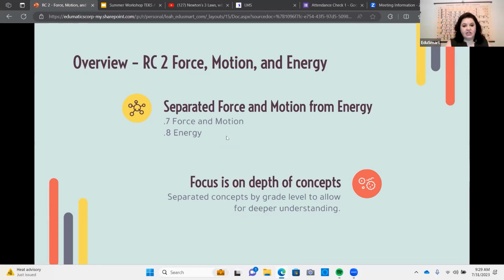So now you're going to teach, the standards have 0.7, maybe A, B, and C, and all of them are actually doing with an object's motion. And then 0.8 is the transformation or the use of energy.